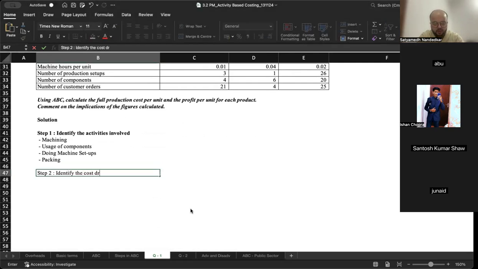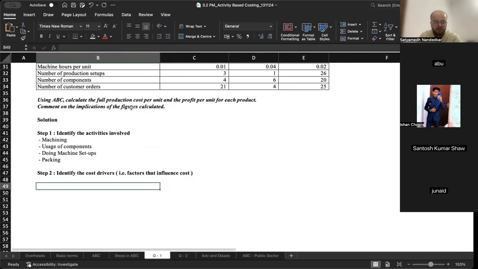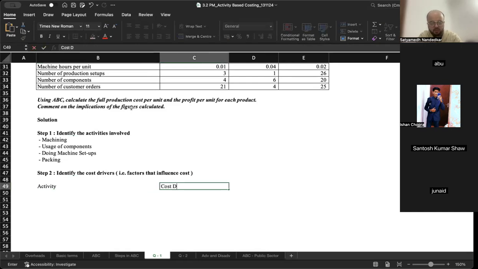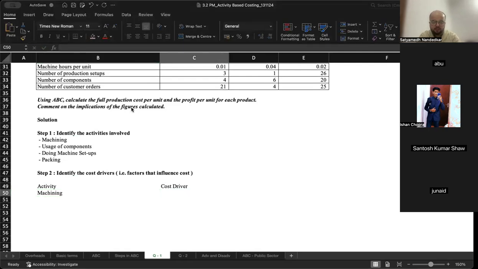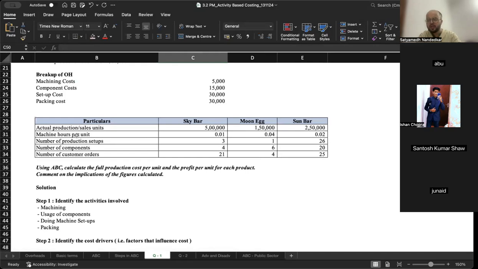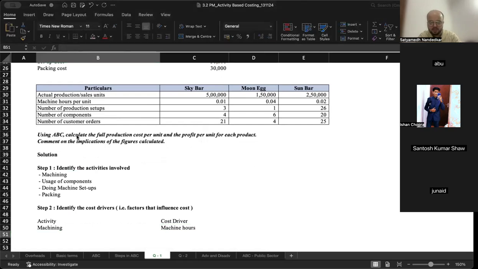Identify the cost drivers. That is, factors that influence cost. Okay, this is my step two. So identify cost drivers for each activity. That is what causes these activity costs to be incurred. So let's write down activity and let's write down cost driver. If my activity is machining, then machine hours per unit might be the most appropriate cost driver. So cost driver will be machine hours.